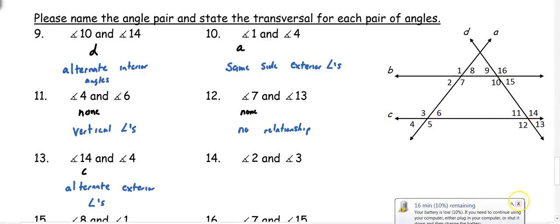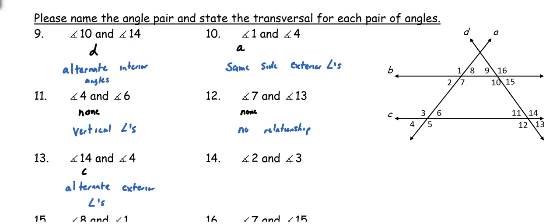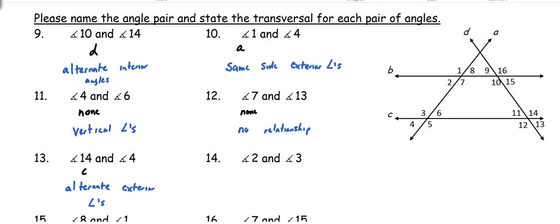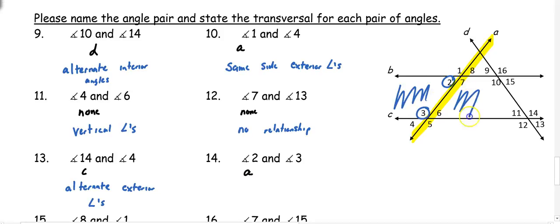Number 14, we have angle 2 and angle 3. So when we look at angle 2 and angle 3, they're both touching the same line A, which makes A our transversal because it's going through the two lines that they are also touching. So A is my transversal. And when I look at these, they're between the other two lines. So that means they have to be interior and they're on the same side. So this is going to be same side interior angles.